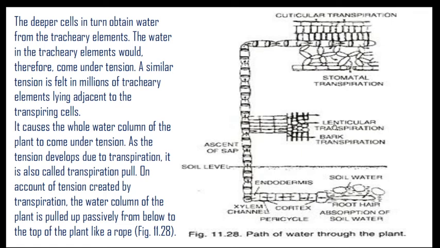Here are the lenticels, or small openings which are present on the bark, that is, small pores which show transpiration. Then here is the leaf which shows cuticular transpiration. So this is the upper epidermis, these are the palisade cells, and this is the xylem tissue. Below that, here is the spongy mesophyll, and here is the stomatal transpiration.